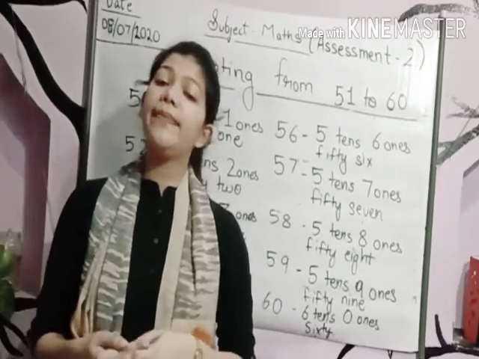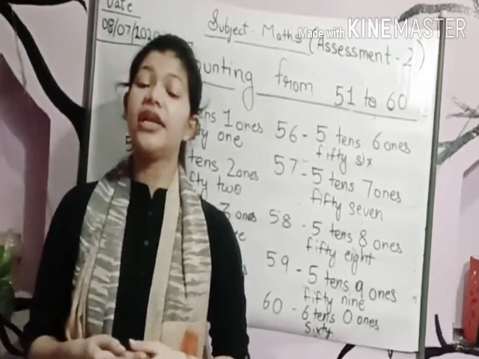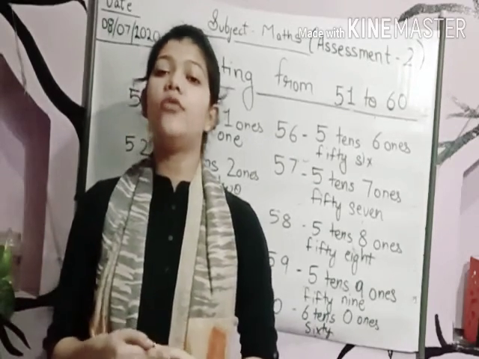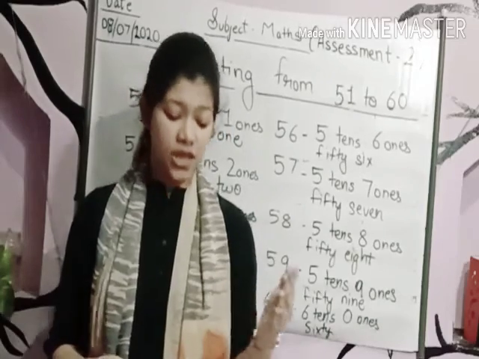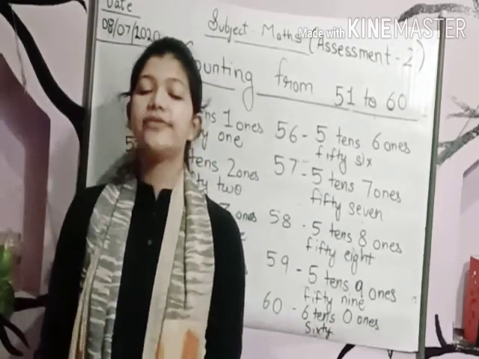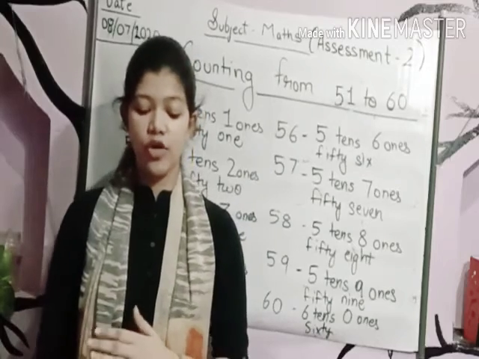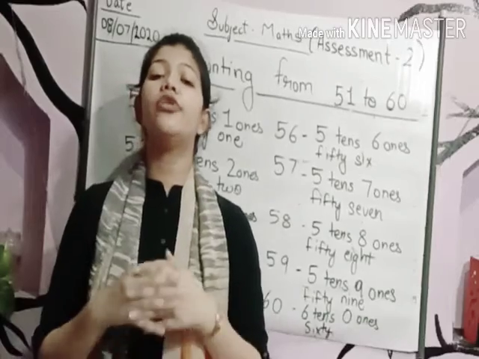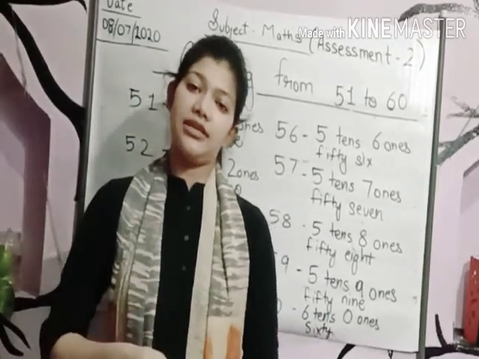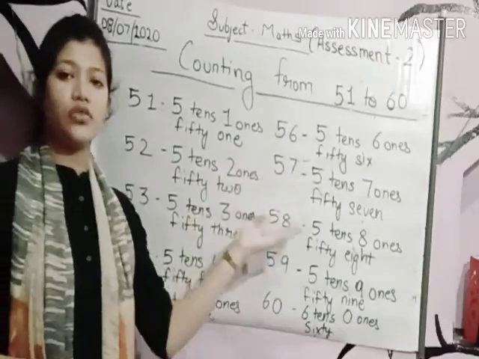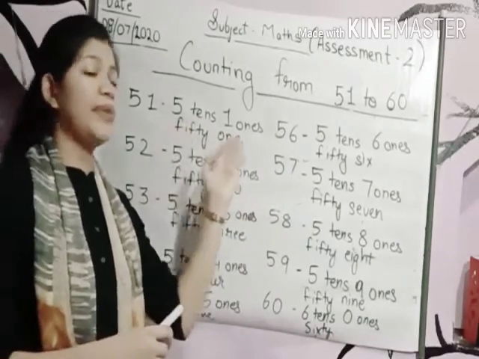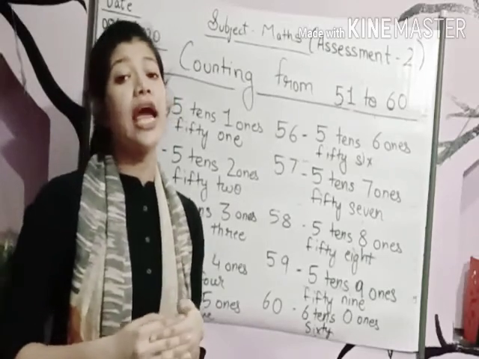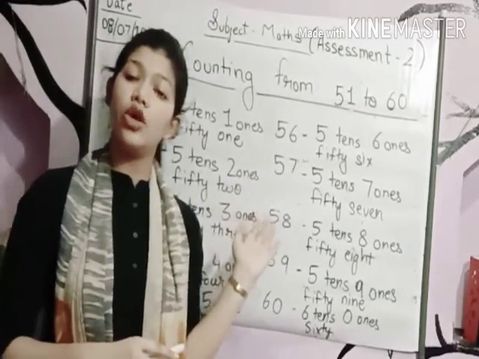Now students, open page number 60 and 61 in your maths book and see countings from 41 to 50 is given on page number 60 and countings from 51 to 60 is given on page number 61. So students, you have to complete these two exercises. Okay, you have to write just like this only. Somewhere you have to write the place value form and somewhere you have to write the number name form. Okay, I hope you can do yourself.